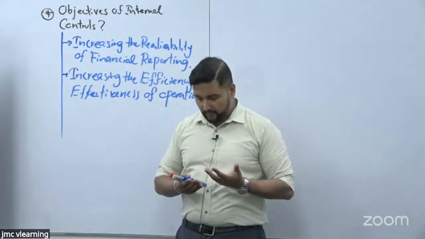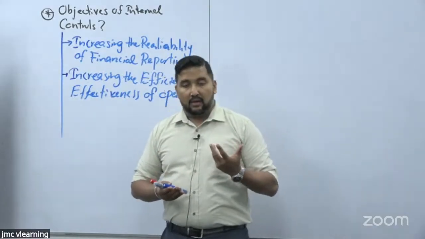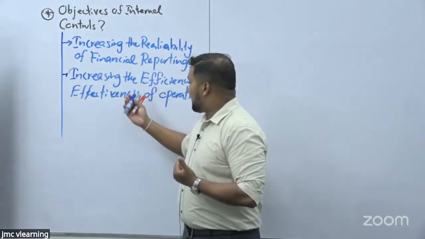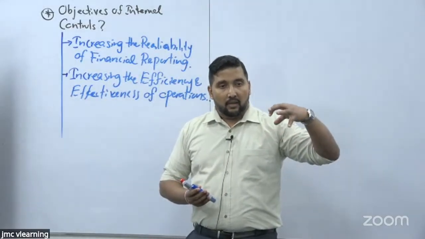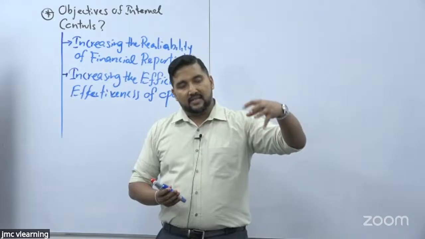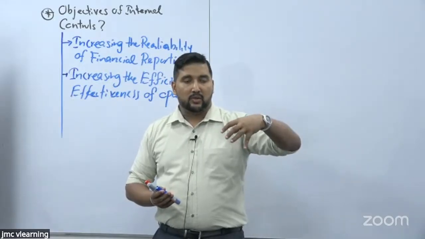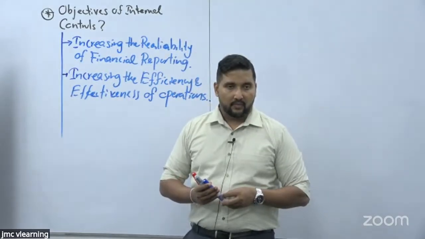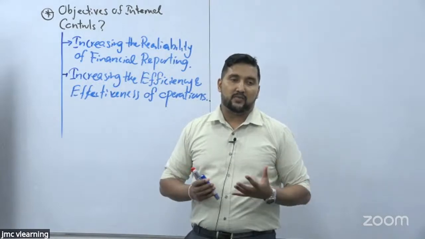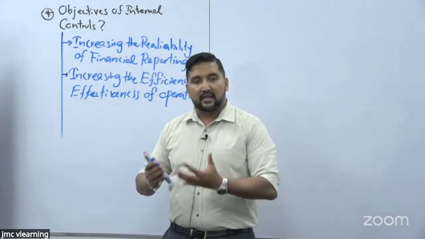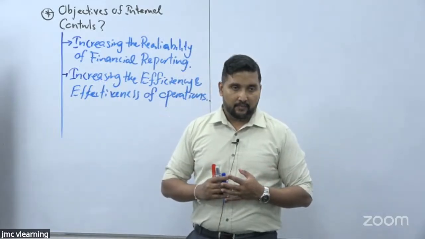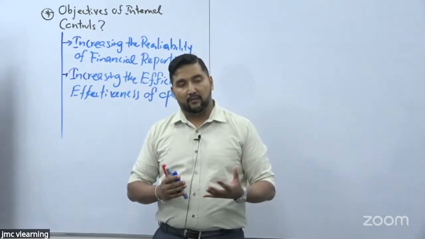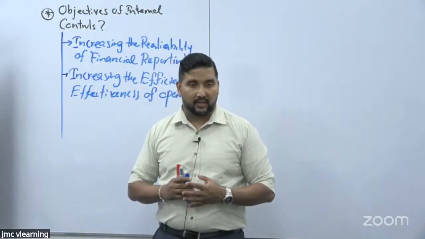Right. So with regard to increasing efficiency and effectiveness of operations, we'll take an example. Let's say the company faces a risk of a stock outage situation. Let's say there are situations where production is getting halted as a result of the unavailability of raw materials. As a result of the unavailability of raw materials, your production might get halted.